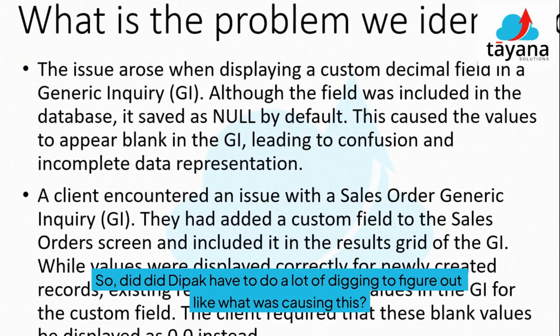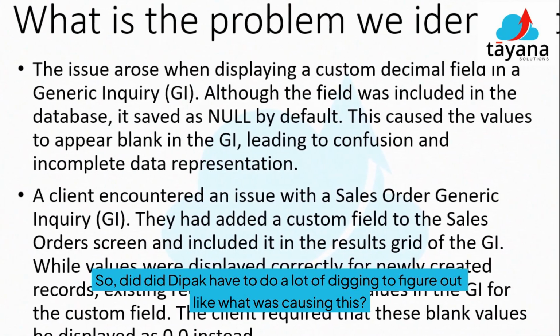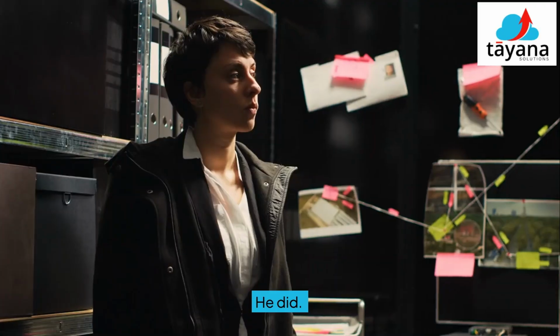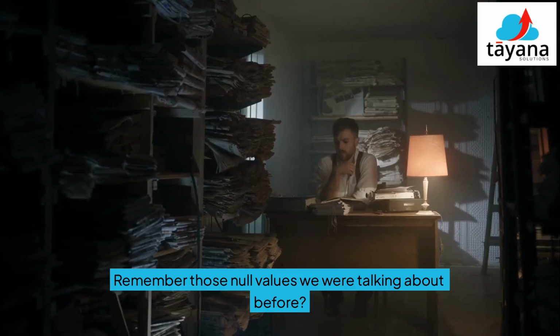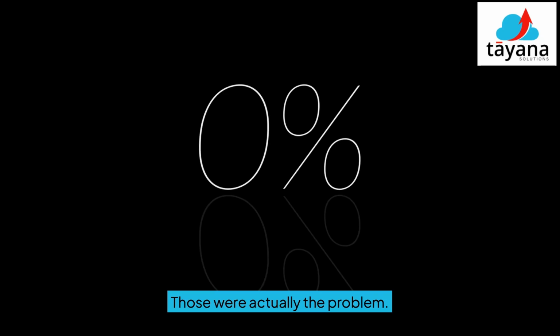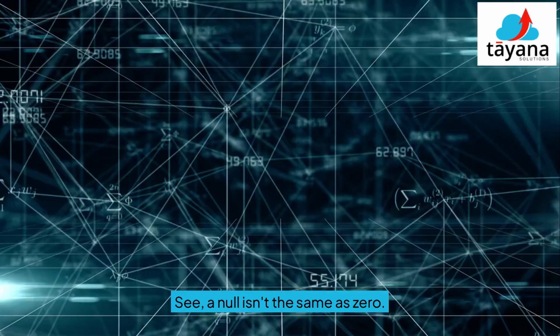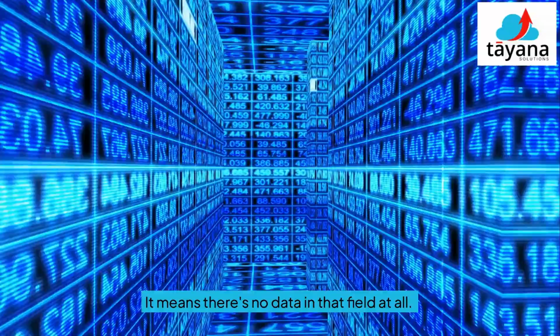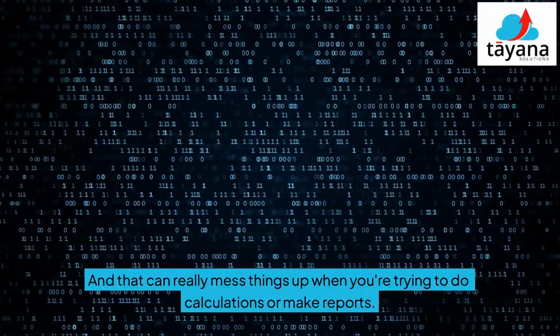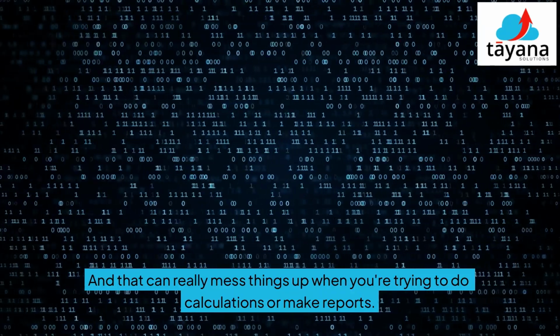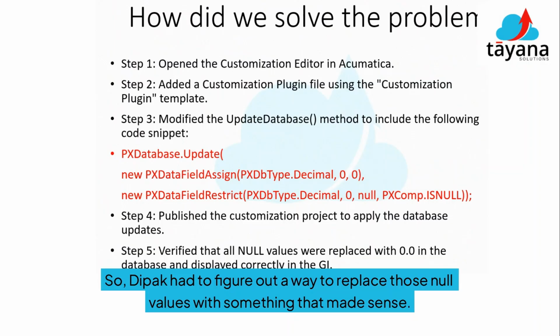Exactly. So did Deepak have to do a lot of digging to figure out what was causing this? He did. It took some real detective work. Remember those null values we were talking about before? Those were actually the problem. A null isn't the same as 0. It means there's no data in that field at all, and that can really mess things up when you're trying to do calculations or make reports. So Deepak had to figure out a way to replace those null values with something that made sense.